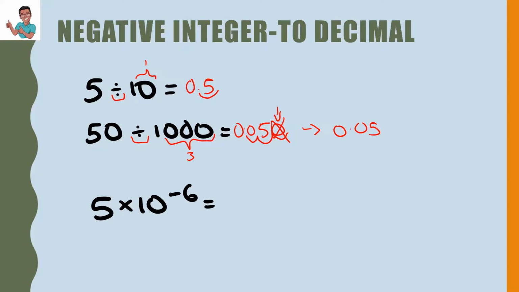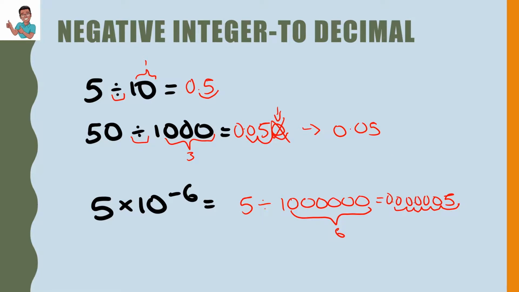Based on that, let's do this. 5 times 10 to the minus 6. When we have a minus, it's like doing division. So we can write this as 5 divided by, we have to have 6 zeros, so 1, 2, 3, 4, 5, 6. And this is 6 places, so we move 5, 6 places back. And we fill it with zeros. So our answer is 0.000005.